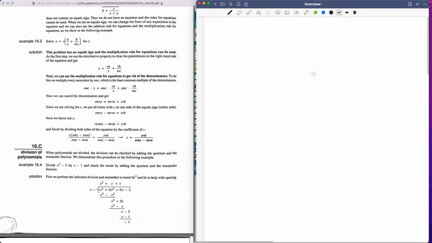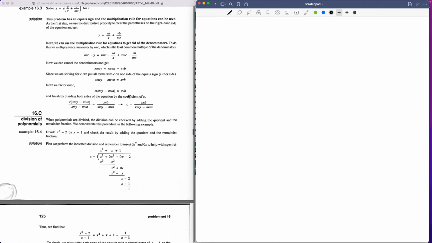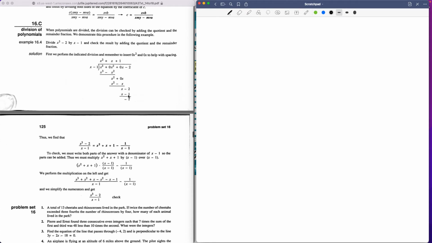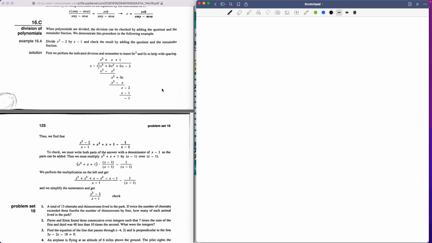I'm going to go back to the top of the page. And let's look at division of polynomials. So we did this again last year, and in the spring, we're going to divide x cubed minus 2 by x minus 1. So we set this up, x cubed minus 2. We can't have missing descending exponents.